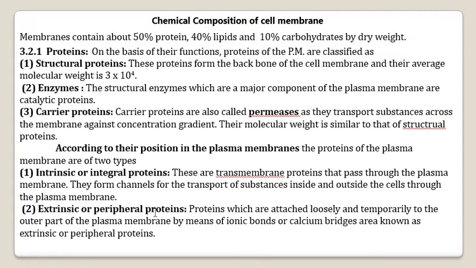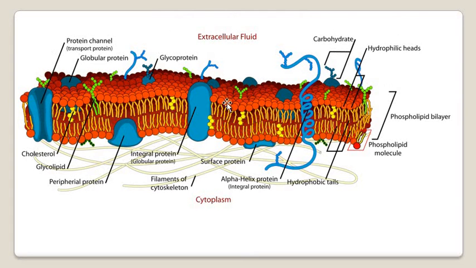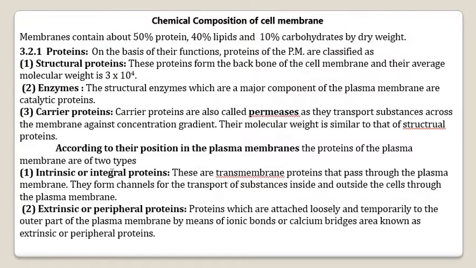So this is called intrinsic proteins. Extrinsic proteins, also called peripheral proteins, are attached loosely to the outer part of the plasma membrane by means of ionic bonds or a calcium bridge. Now these are extrinsic proteins and intrinsic proteins. Extrinsic, which are the peripheral proteins, are very loosely attached with the cell membrane with the help of a calcium bridge, so they easily get detached, easily get isolated from the cell.